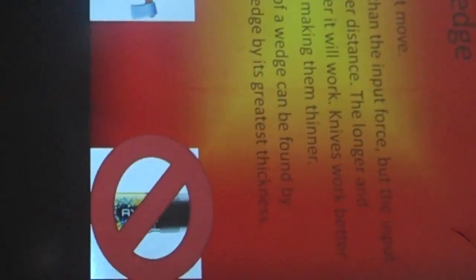The mechanical advantage of a wedge can be found by dividing the length of the wedge by its thickness. And a knife is a wedge, an axe is a wedge, but axe is not a wedge.